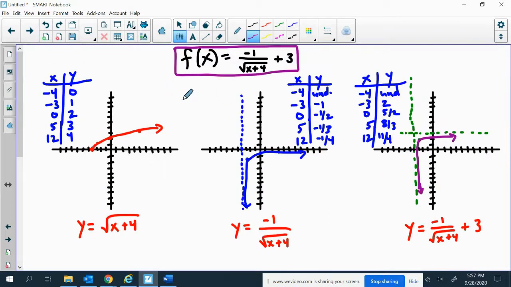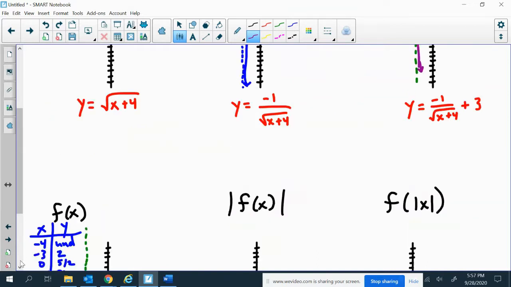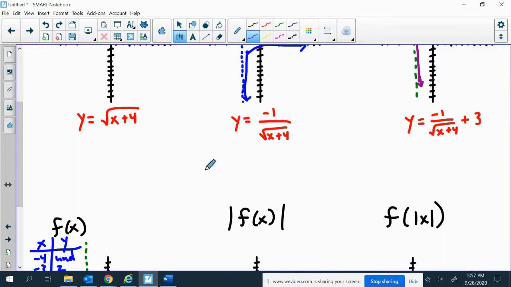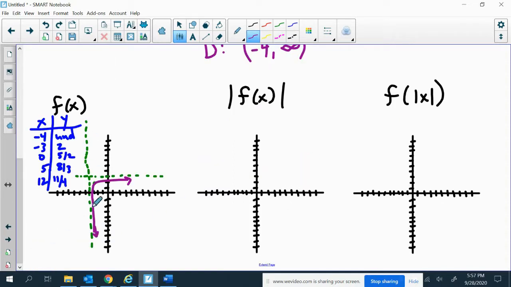3 more examples. I'll go quicker on these. So here's f of x equals -1 over the square root of x plus 4, plus 3. So I kind of go through the process of getting over to here. Then here's f of x. By the way, the domain of this problem, I probably should have written that. The domain of f of x is -4 to infinity, where -4 is not inclusive because we have the asymptote.